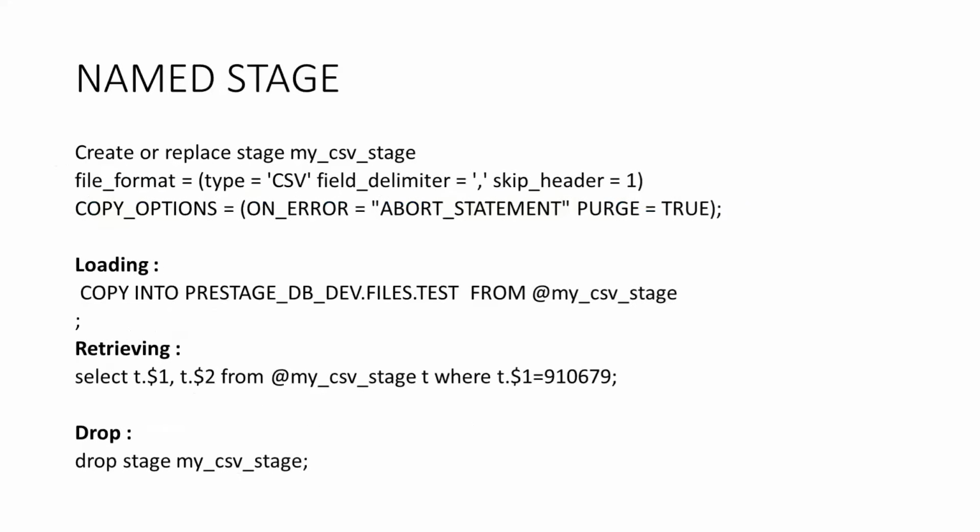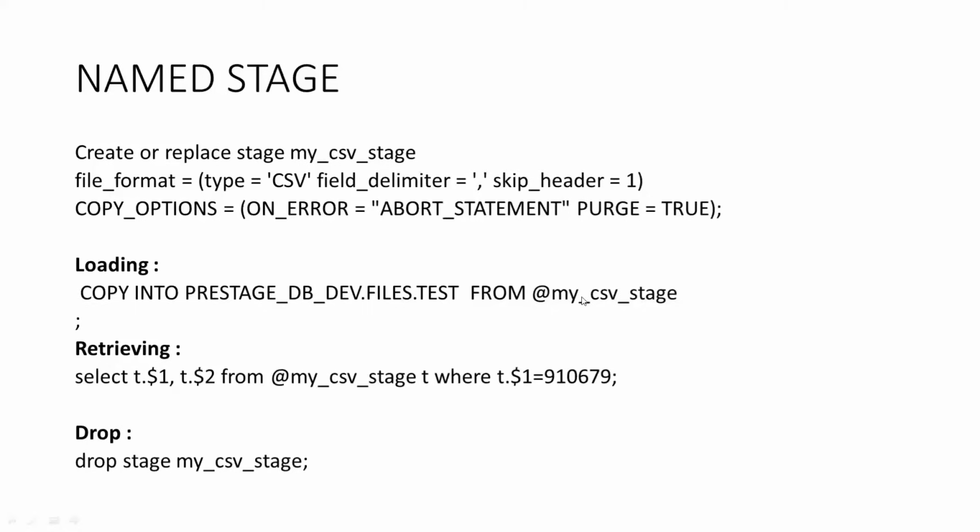Same thing: create or replace stage, then file formats. You can give CSV, delimiter, header, and copy options. There are different options, like on error, abort, or purge. Then loading into the table from the stage will load the data. In Snowflake, every time you load into a target table from a stage, it may be a user stage, table stage, or named stage.